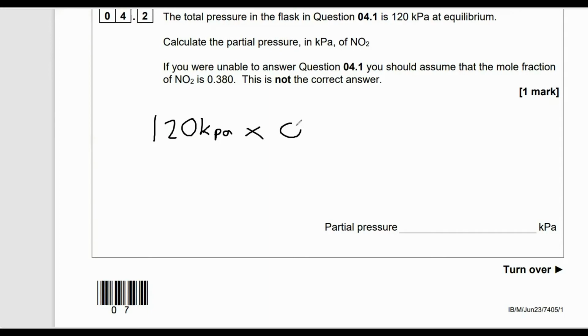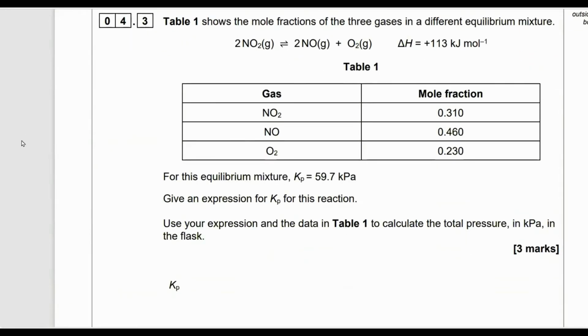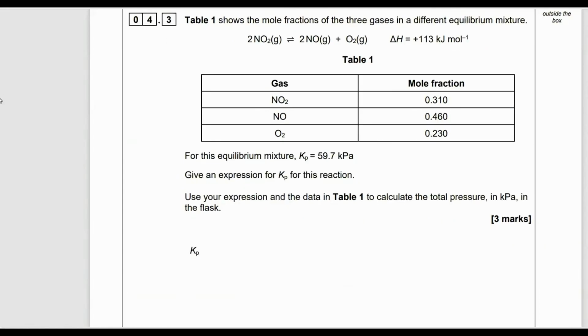0.380. Well, we did work it out in the previous question, and we worked out that the mole fraction of nitrogen dioxide was 0.176. So you just have to do the mole fraction times the total pressure to get the individual pressure of that gas. So 120 kilopascals is the total pressure times the mole fraction, 0.176, and you get the pressure of nitrogen dioxide.